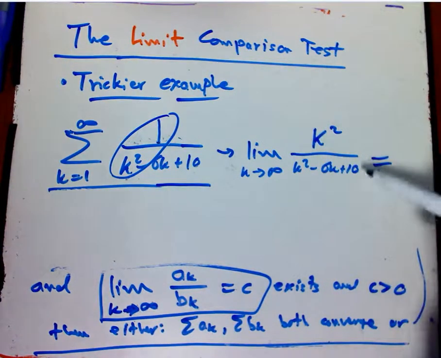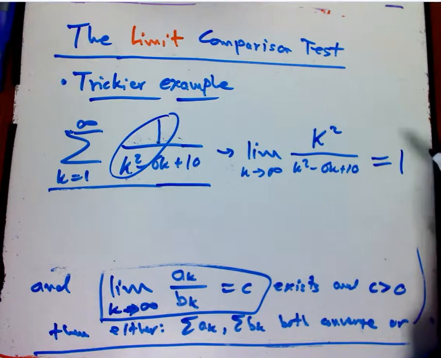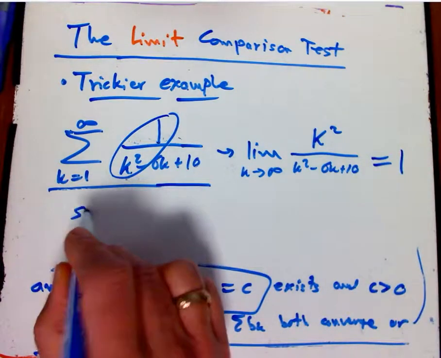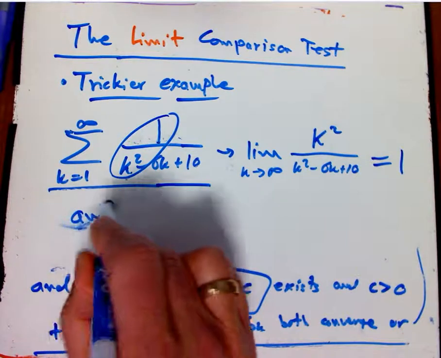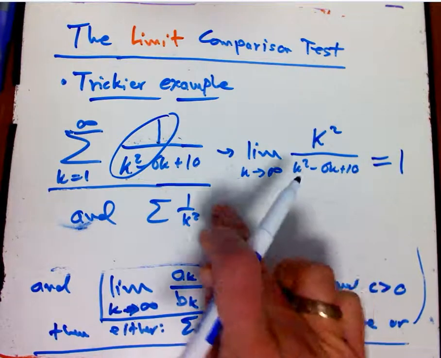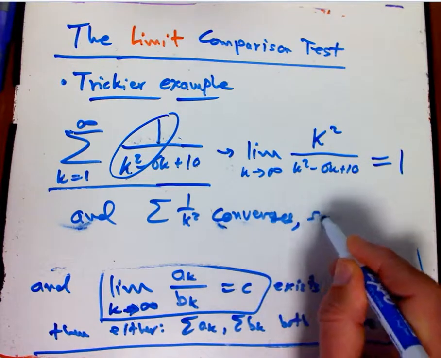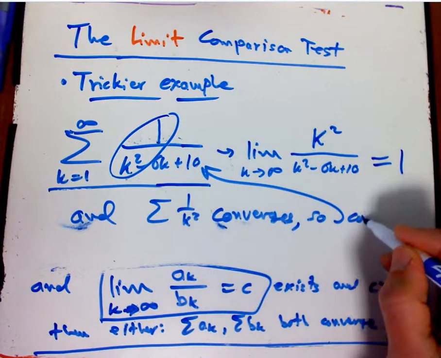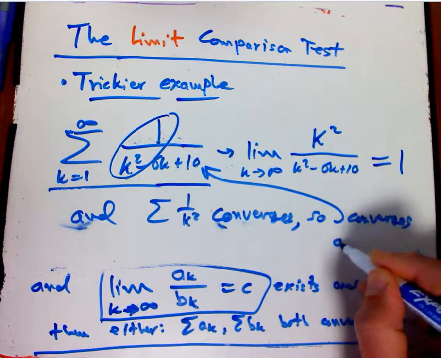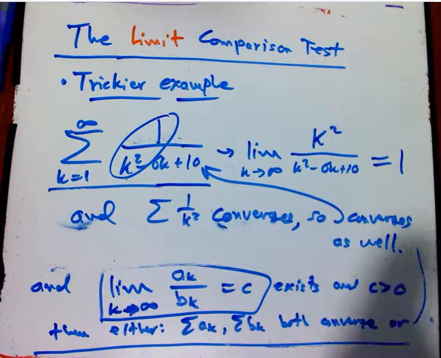Oh, hey, this is exactly the kind of limit we're good at as going off to infinity, and it follows the same intuition. We know that we can ignore the lower order terms. That's equal to 1. That is a finite limit. It exists, and it's greater than 0. So, and why this is useful, we know that sum of 1 over k squared converges. So this more complicated one converges as well. Much quicker, much simpler. So this is very powerful.